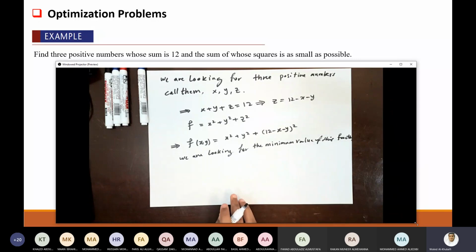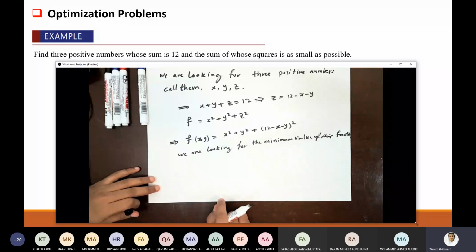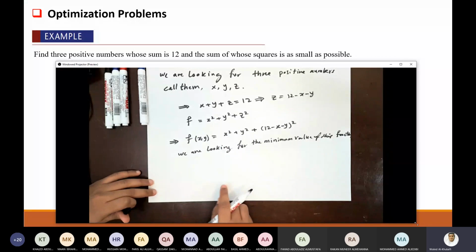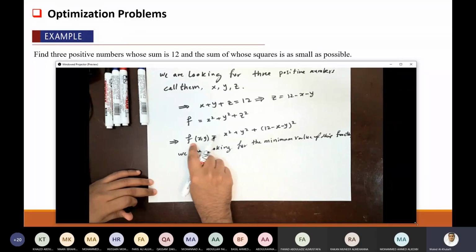Okay. So this is what we are doing here. We are finding the minimum of this function here. Okay, how do we find the minimum of this function? I have to look for the critical points. The critical points meaning that you need to find the derivative of f with respect to x.